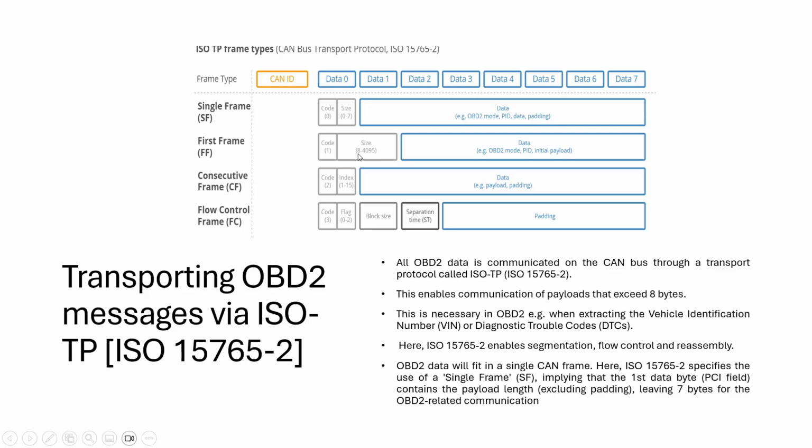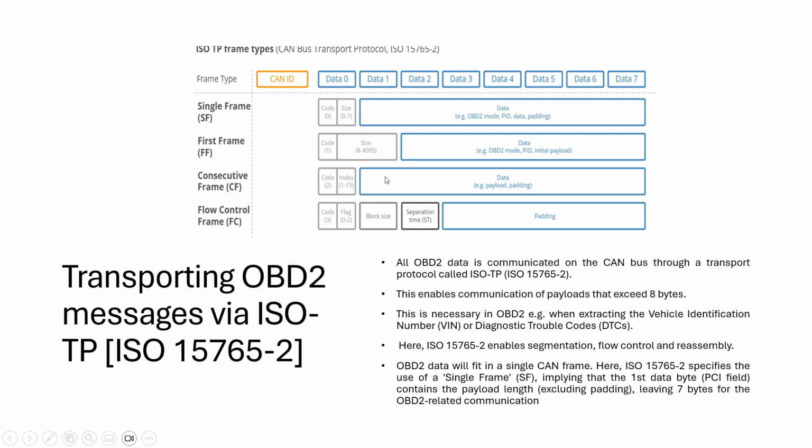Under multi-frame format, the consecutive frames, that is, those other than the first frame, will have code 2 and an index ID. The index ID gives the frame number. If it is the second frame, the index is 1, for the third frame, 2, and so on. This index is used to identify the frame number under multi-frame communication.